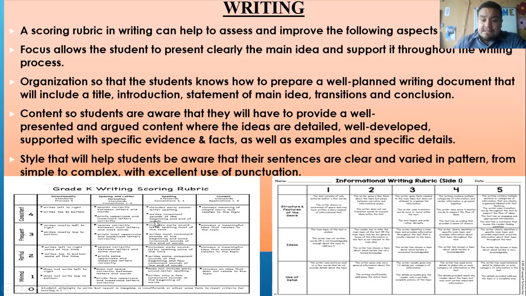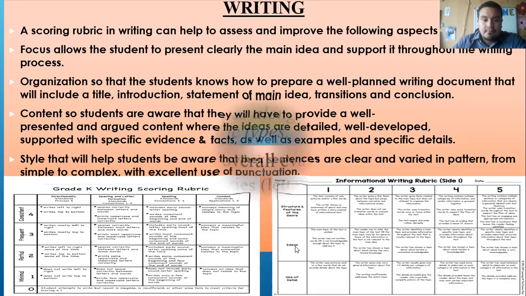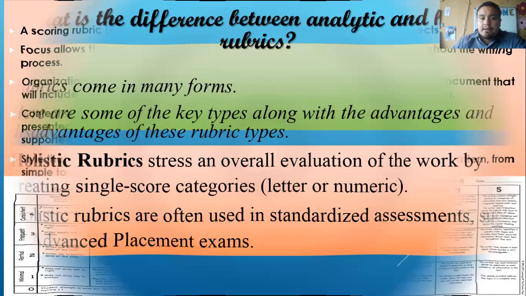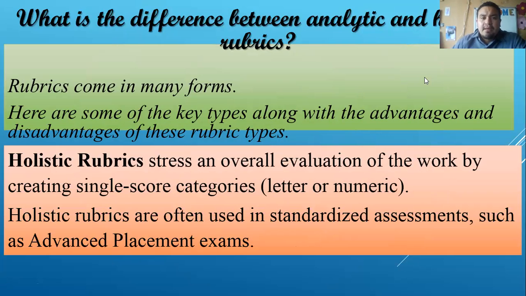So these are some of the benefits that students will be able to improve when using writing rubrics. Here I am showing you 2 examples of what a writing rubric looks like, okay? Now, I'm going to go with question number 2. What's the difference between analytic and holistic rubrics? Rubrics come in many forms. Here are some of the key types along with the advantages and disadvantages of these rubric types, okay?